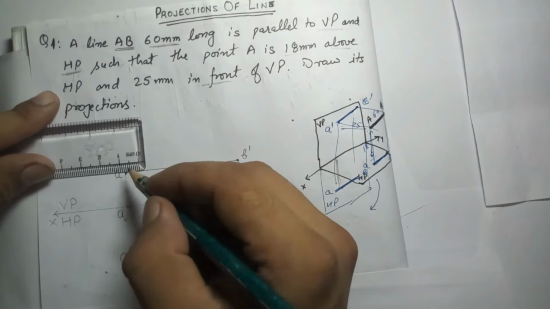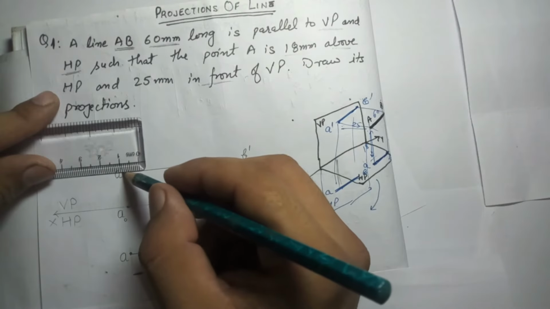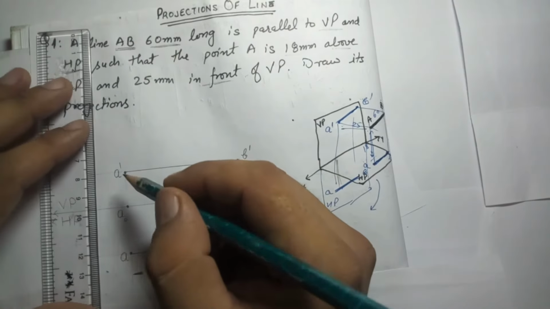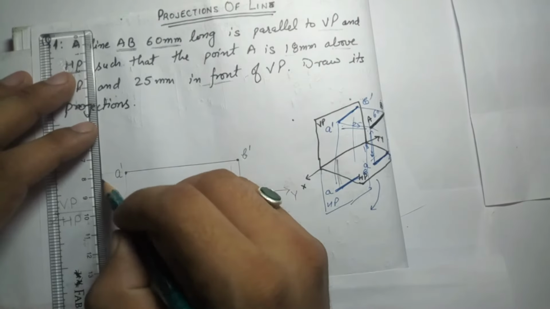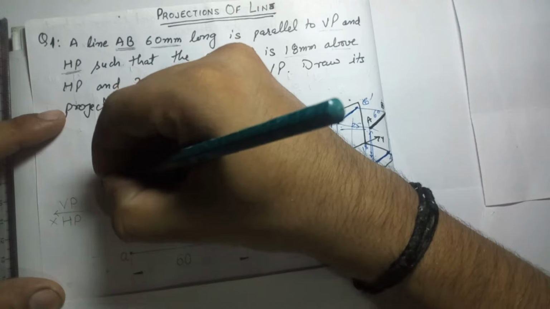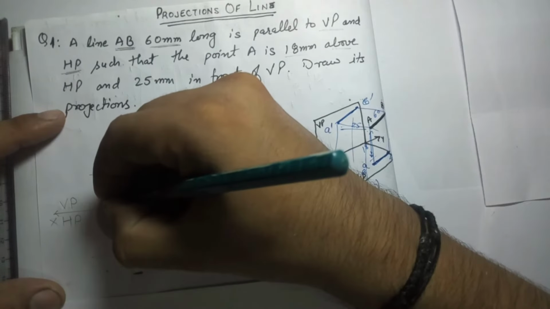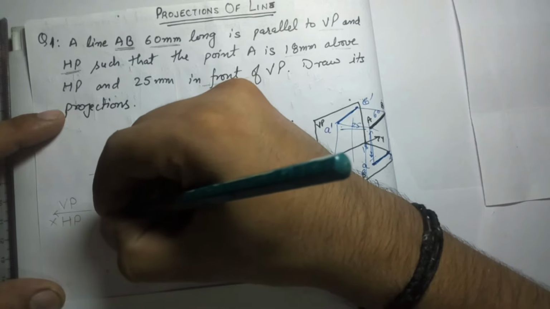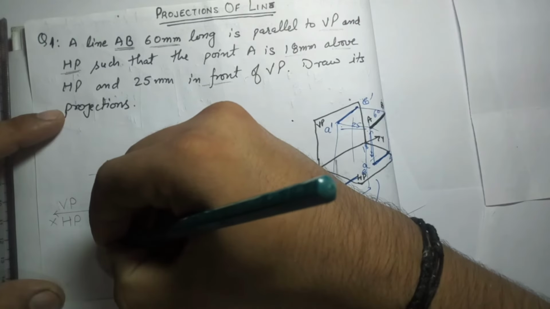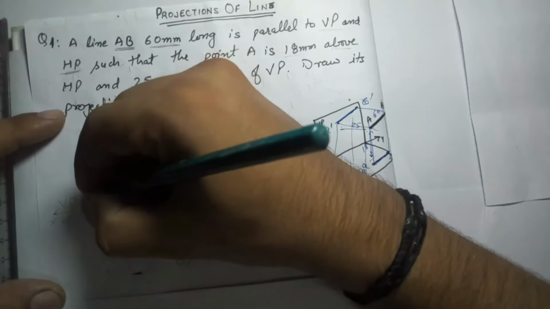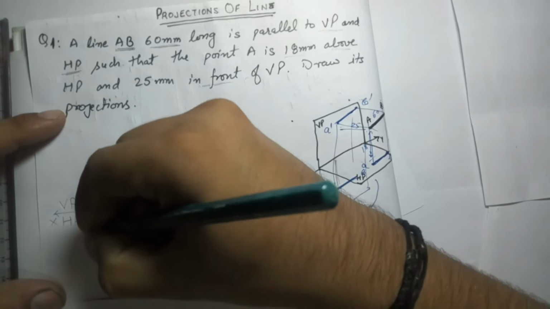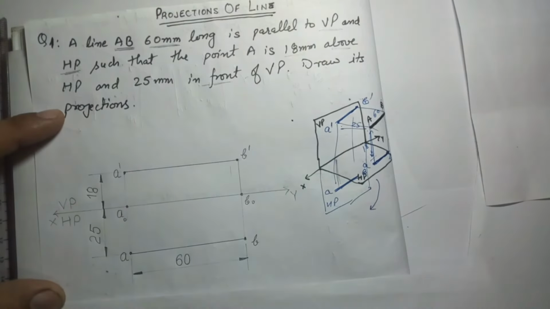Same letter writing style. So this is 60. Now we have to give the dimension of this gap. Again 10 mm gap, very light extension lines, arrowheads. Now this gap is 18 mm, so use the aligned system with the same letter style. Then this is 25. So this is our solution.